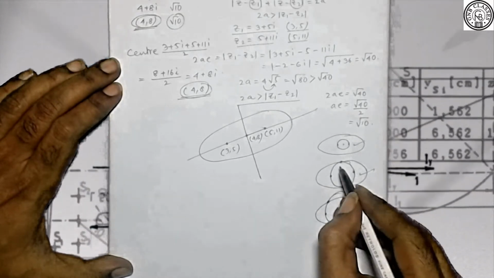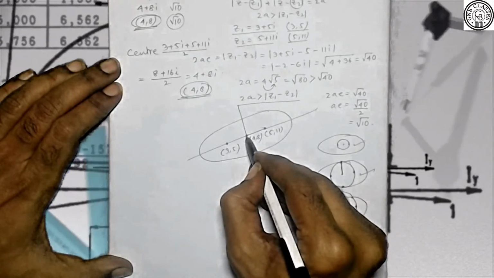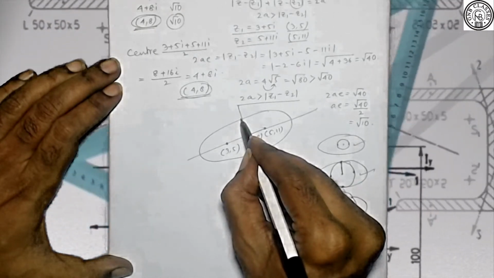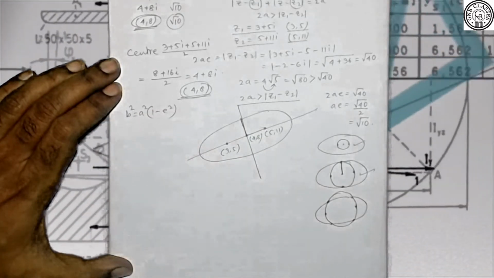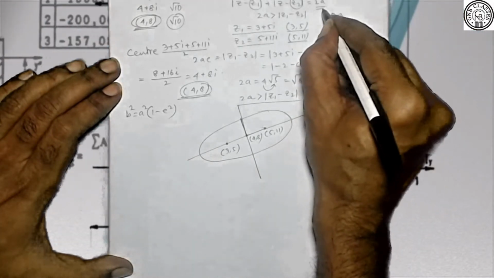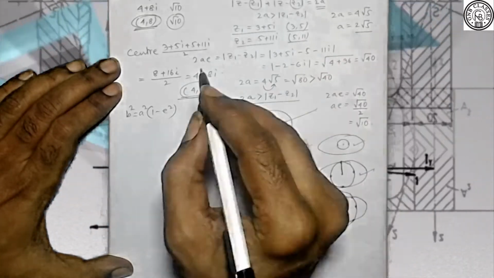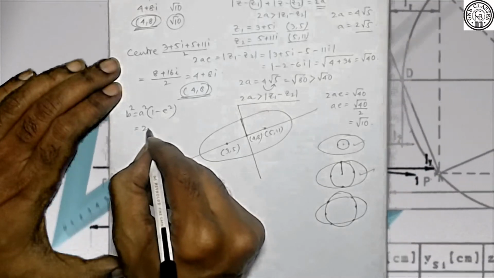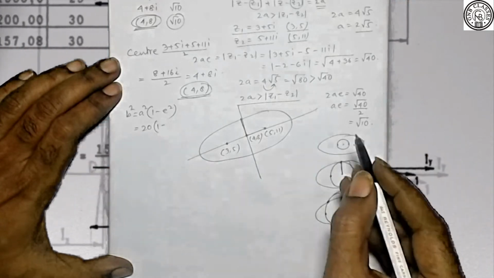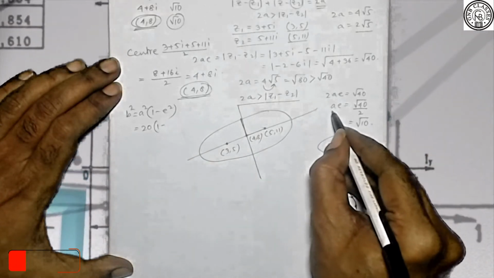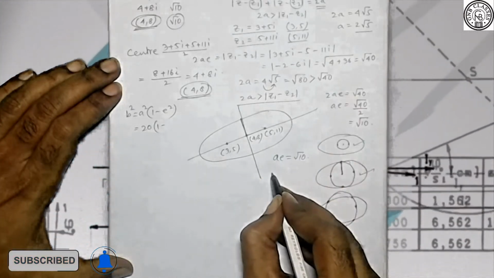Now it all depends on this distance. We have to calculate this distance, and for the ellipse this distance is nothing but b. We know that b square is a square into 1 minus e square for an ellipse. We have 2a as 4 root 5, therefore a is 2 root 5. So if I put it here, we are going to have 20 times 1 minus e square. I haven't calculated e yet, so let me just calculate e. Here, what is a? A is 2 root 5.